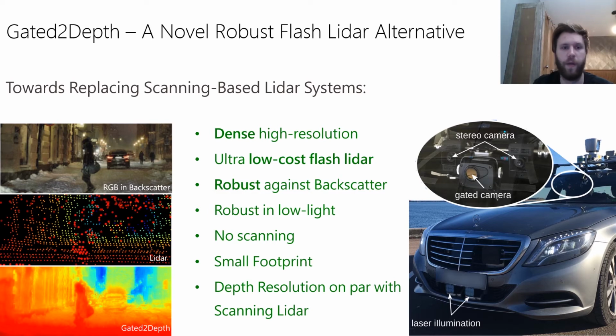At the bottom left, you can see a result in relatively strong backscatter from snow particles, where LiDAR fails completely and gives you an erroneous point cloud that you cannot use for adequate detection. In this case, the RGB image, in fact, provides more information. These sensors do not require scanning, which makes them super exciting, and they're very robust in low light. So overall, we think that this really could be a first step towards replacing scanning LiDAR systems as an imaging modality.